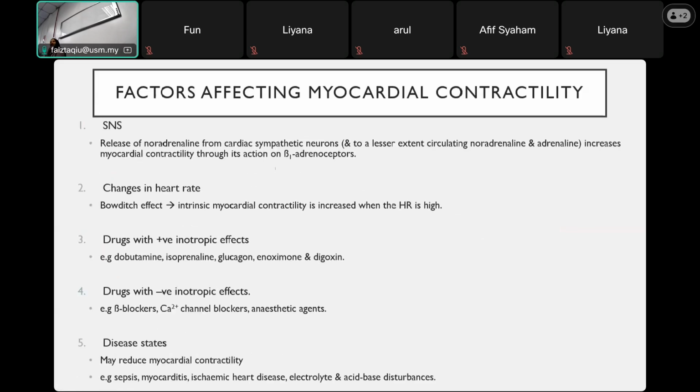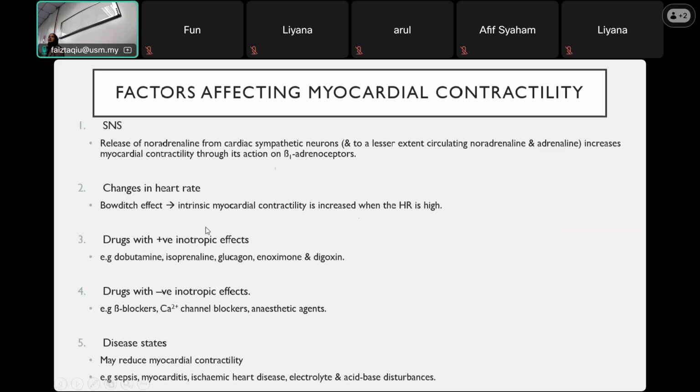Kita tengok terus factors affecting. The factors affecting the myocardial contractility, first is the sympathetic nervous system. It releases noradrenaline from the cardiac sympathetic neurons, and this increases myocardial contractility through actions of beta-1 adrenergic receptors. So changes in the heart rate for the Bowditch effect. Intrinsic myocardial contractility is increased when the heart rate increases. This is because of the increased sensitivity to the calcium in the sarcoplasmic reticulum.